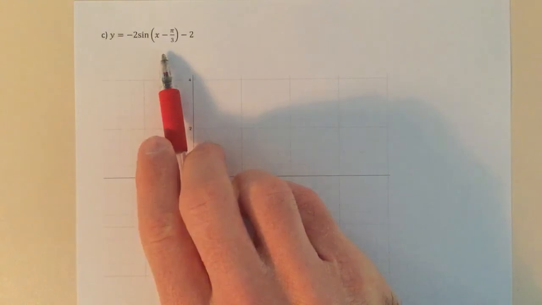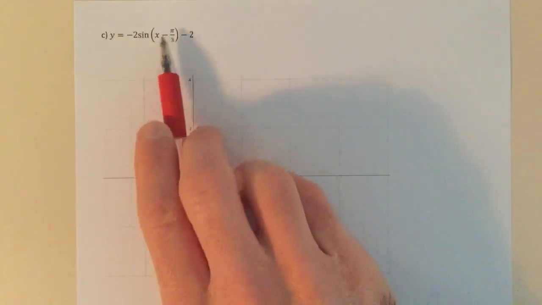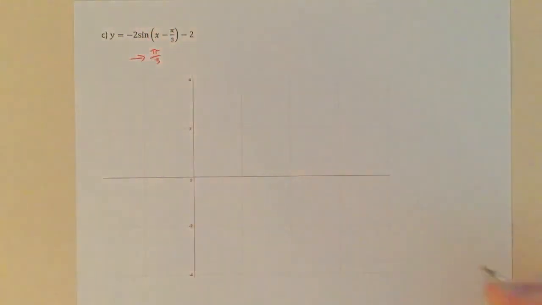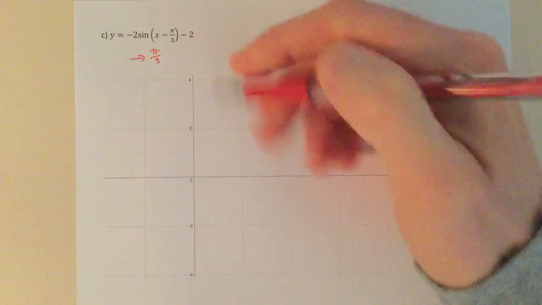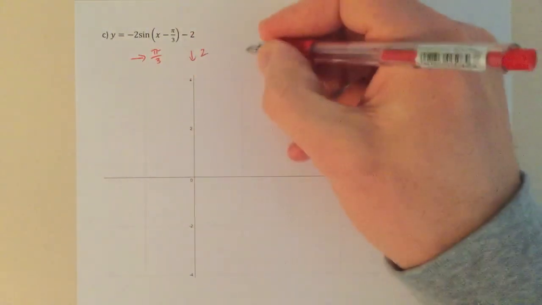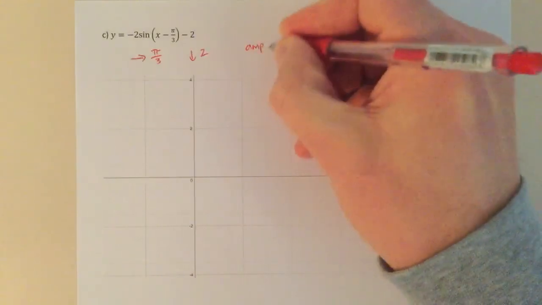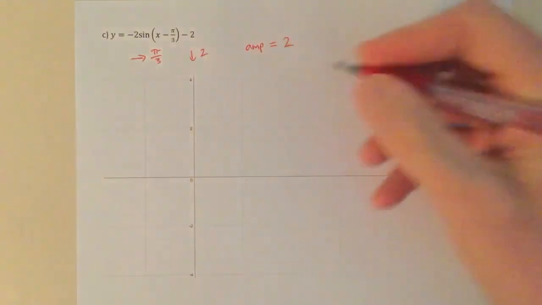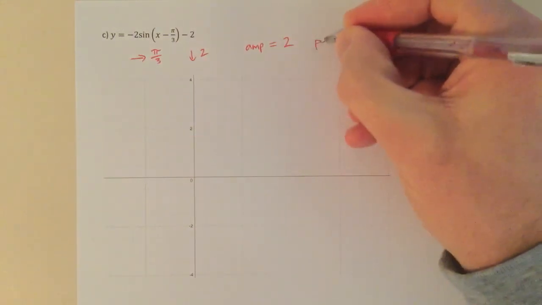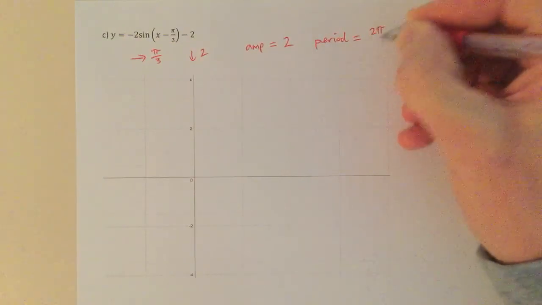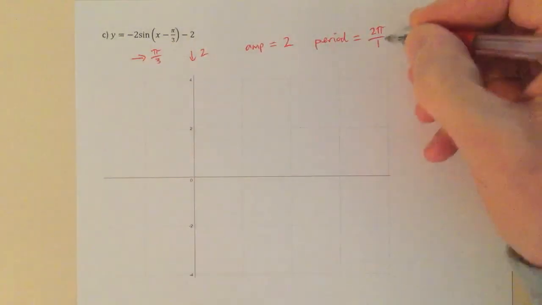A couple of things to notice straight away. This time the horizontal shift is pi on 3 units to the right, so make a mental note of that. We've got a shift of 2 units down. The amplitude for this question is 2. The period is 2 pi over 1. Right, so the period is just 2 pi.